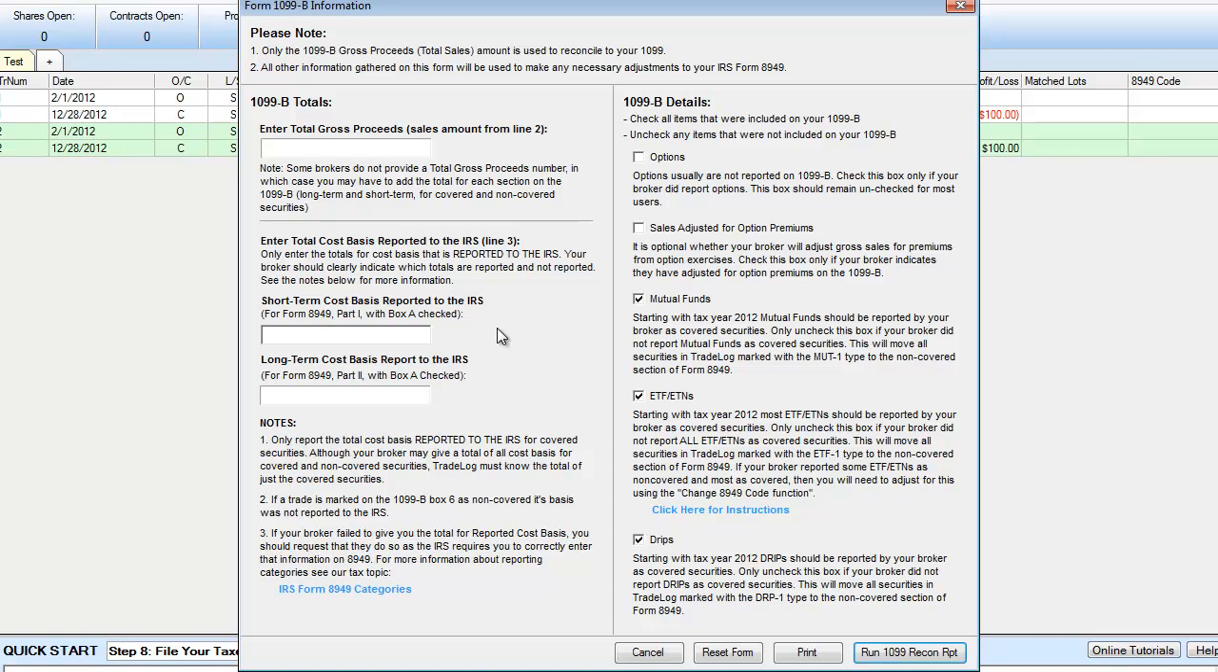Now keep in mind, your broker has different sections on the 1099. I'll show you a few examples in a moment. Just because they put a cost basis number on the 1099 does not mean it was reported to the IRS. Confusing? I know, but I'll show you where you can better identify that. TradeLog only needs the short-term cost basis reported and the long-term cost basis reported. Usually your broker will indicate that this is for Form 8949, Part 1, Box A, and Part 2, Box A. I'll show you some examples here in a moment.